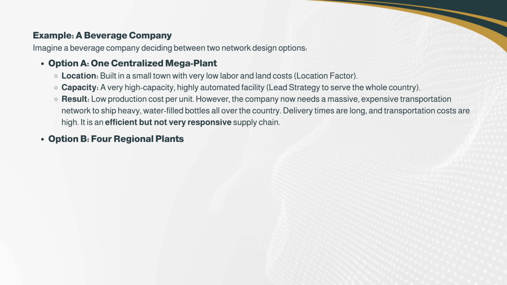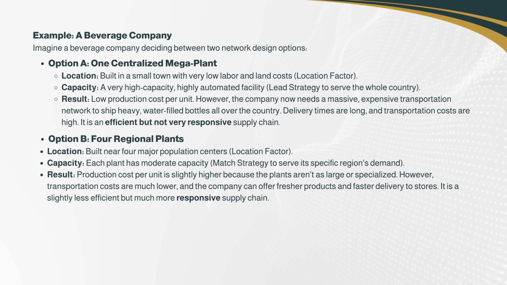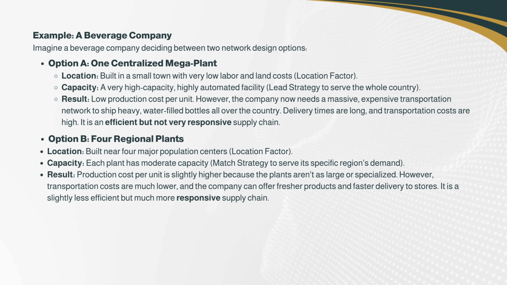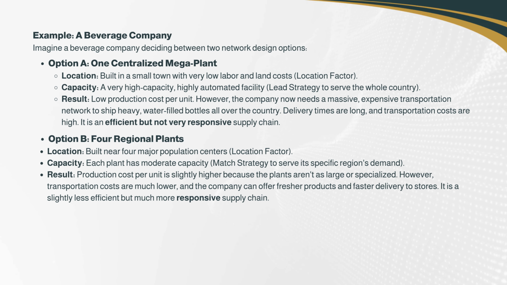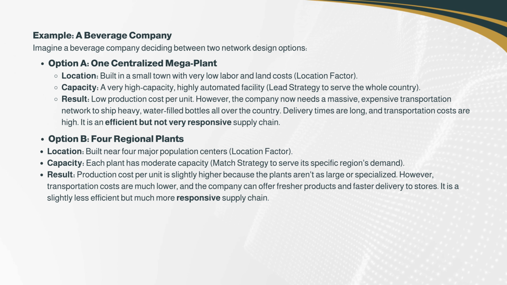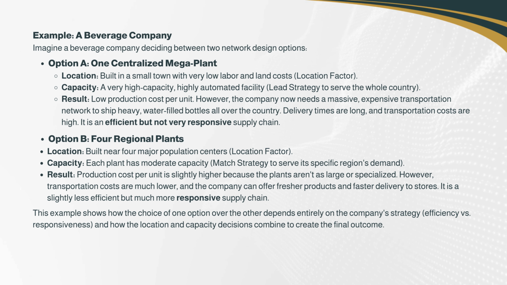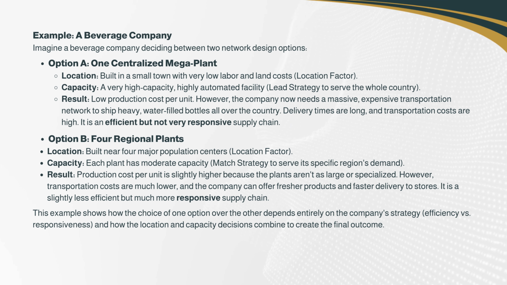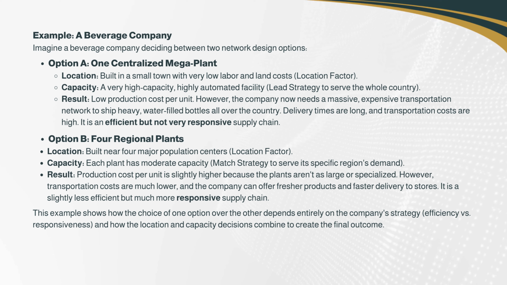Option B, 4 regional plants. Location: built near 4 major population centers, location factor. Capacity: each plant has moderate capacity, match strategy to serve its specific region's demand. Result: production cost per unit is slightly higher because the plants aren't as large or specialized. However, transportation costs are much lower, and the company can offer fresher products and faster delivery to stores. It is a slightly less efficient but much more responsive supply chain. This example shows how the choice of one option over the other depends entirely on the company's strategy, efficiency versus responsiveness, and how the location and capacity decisions combine to create the final outcome.